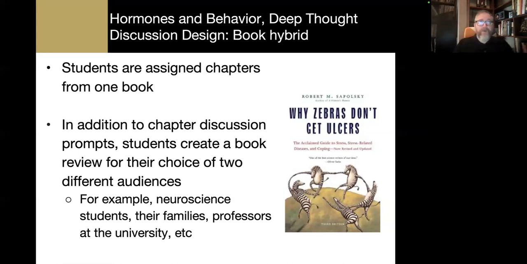So here I select learning activities that include the students preparing a book review for multiple audiences based on the book that they're reading here, Why Zebras Don't Get Ulcers. And they also create a policy memo for the International Olympic Committee on Fair and Athletic Participation. I even encourage them to actually mail it to them, if they feel so inclined, although their grade isn't required or impacted by them doing so.